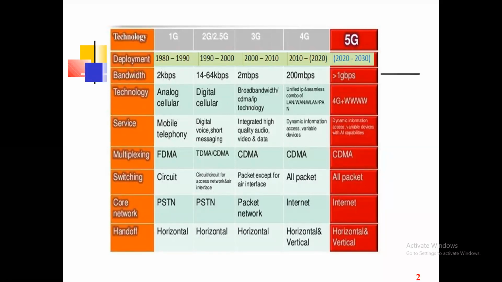In the second generation, there is also the core network and handoff. Handoff is usually horizontal handoff. What is handoff? Handoff is nothing but the transition of signal from one cell to another cell while the mobile is moving between two cells. This is nothing but handoff.